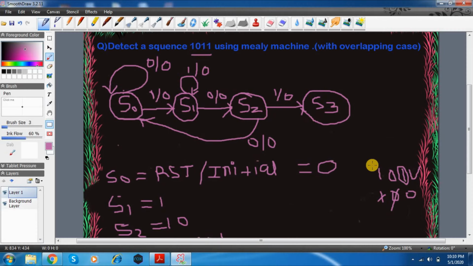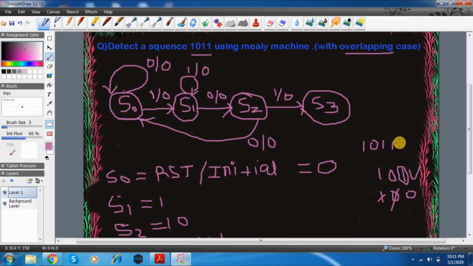I want a sequence to complete. I want 1 to complete the sequence. Till now we detected 1 0 1. Now next I want 1. So how do we get this 1? Just keep in mind, we are dealing with the overlapping case. So I want to overlap this.